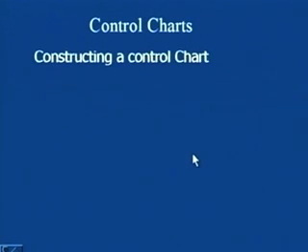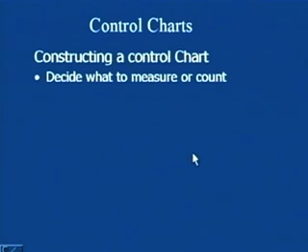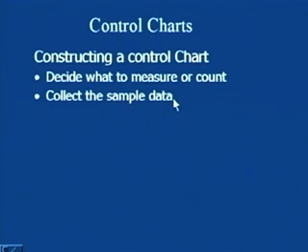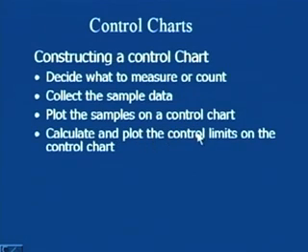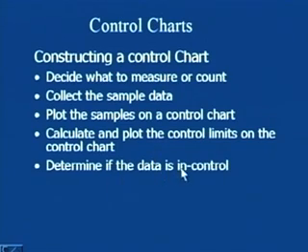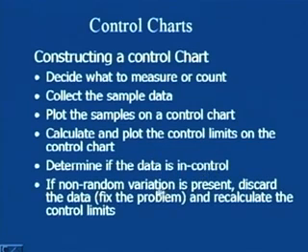How to construct a control chart: decide what to measure or count. There are different charts available depending upon whether we are measuring characteristics or counting defects or defectives. Collect the sample data, plot the samples on a control chart, calculate and plot the control limits on the control chart, and determine if the data is in control. If non-random variation is present, discard the data and recalculate the control limits.